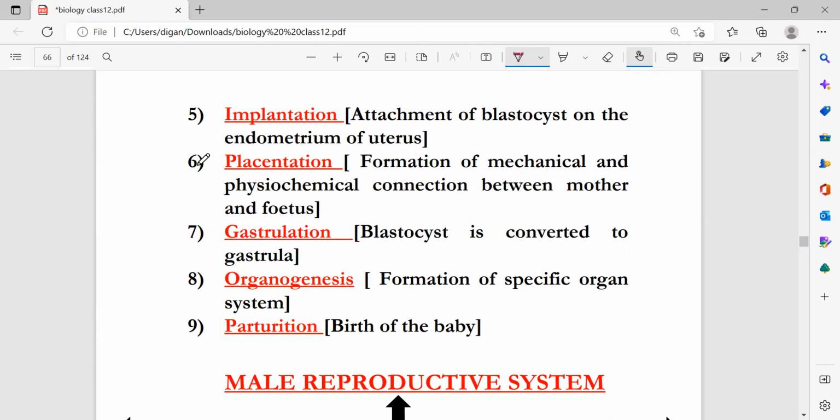And what is placentation? From here, a single question, a one mark question, may also come. Gastrulation, blastocyst is converted to the gastrula. Organogenesis means formation of specific organs, and last step is called parturition, means birth of the baby. So if the question comes, what are the different phases of human reproduction, then you just write these 9 points with a one line explanation, and you will get the full marks.